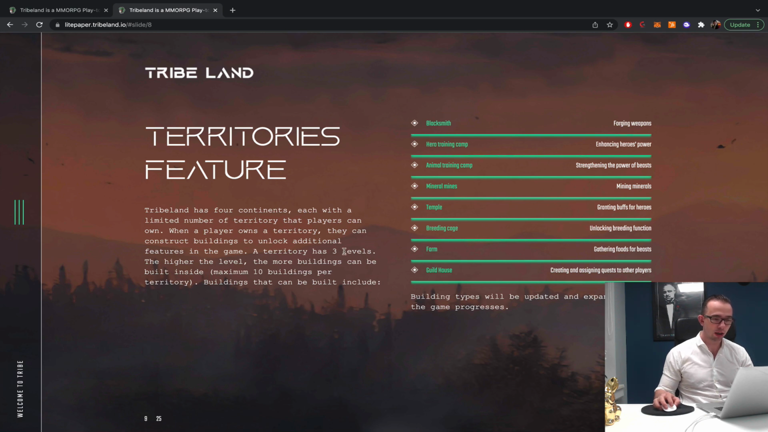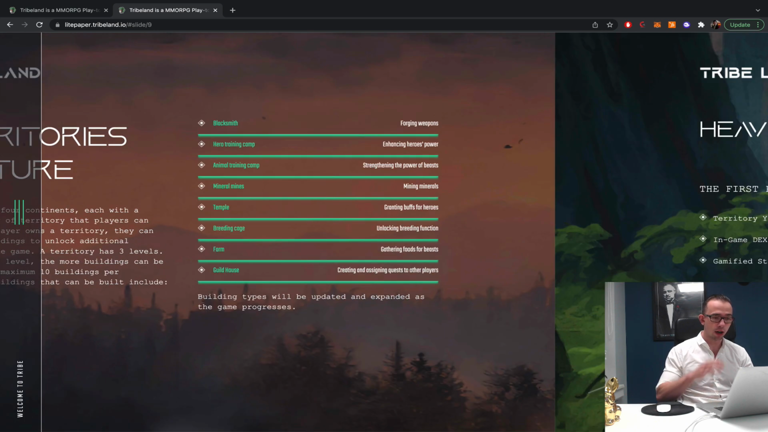Buildings that can be built include a blacksmith for forging weapons, a hero training camp to enhance the heroes' powers, an animal training camp to strengthen the power of the beasts, a mineral mine to mine minerals, makes sense, a temple to grant buffs for heroes, a breeding cage to unlock breeding functions, a farm to gather food for the beasts, and a guild house to create and assign quests to other players. Building types will be updated and expanded as the game progresses. Alright, that looks good.